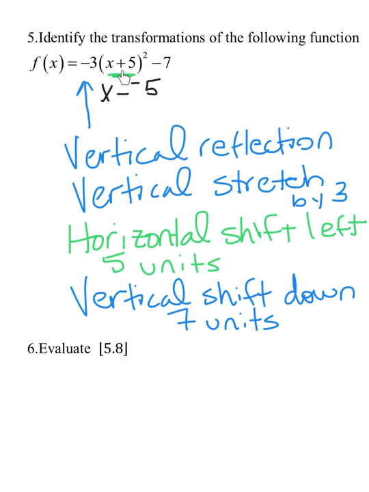The next transformation we see inside the house is a horizontal shift left. Even though this says a plus sign, remember this is actually minus a negative, left 5 units. Horizontal shift left 5 units. And the last one, this one right here, is a vertical shift down 7 units. So remember, anything that happens outside the house, these transformations here are called vertical transformations. And anything inside the house is a horizontal transformation.